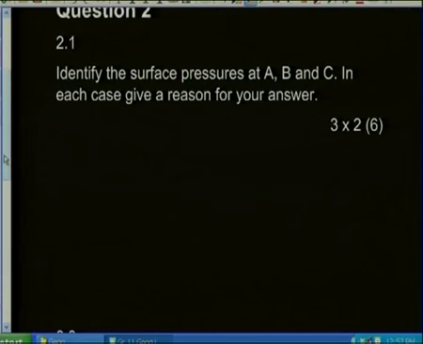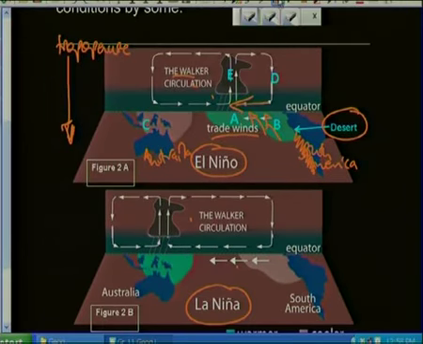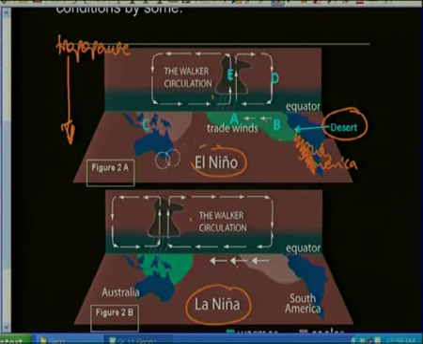Right, so the first question says, 2.1. Identify the surface pressure at A, B, and C. In each case, give a reason for your answer. Right, so what is it like at A, B, and C? High pressures or low pressures? And why are we saying high or low? That's the reason. We're going to get 6 marks out of this question. And so let's go back and have a look at our diagram. So what are the conditions here like at each of these places, right? A, B, C, and those are the 3 they want us to do.